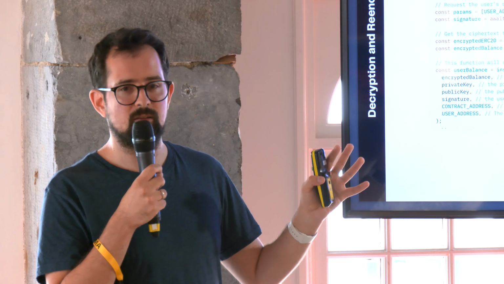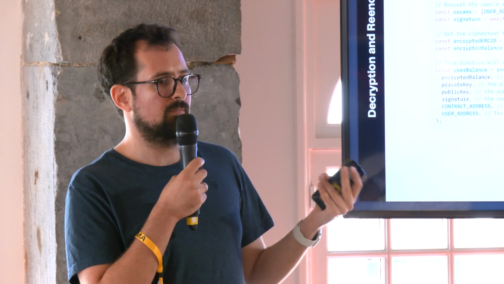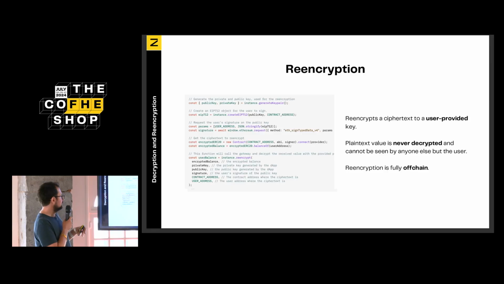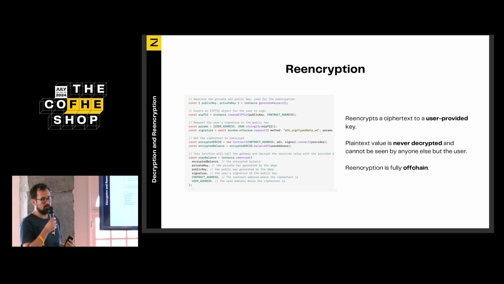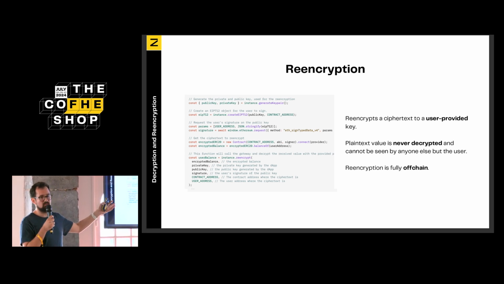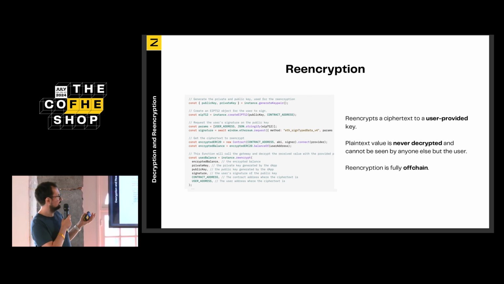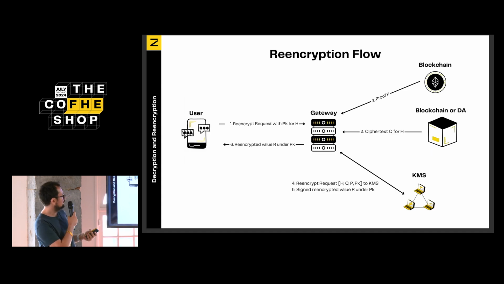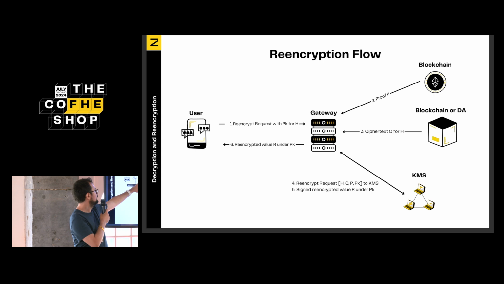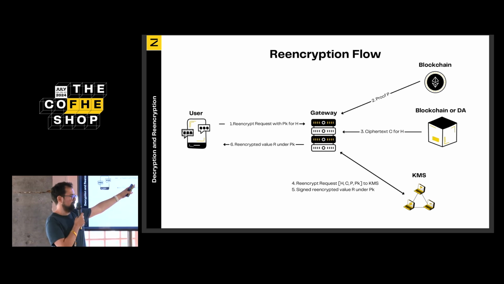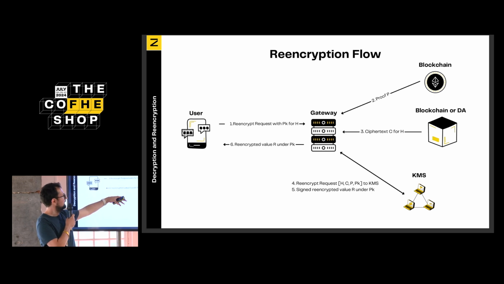Re-encryption happens fully off-chain. The way it works is that there is a network call to the gateway. There are no transactions here, and there is an example here of how you can use it in JavaScript. Basically, we ship a library which makes it easy for users to send this network request, with the signatures and everything that's needed for it. And if we look at the flow itself, it starts by the user sending the request by signing their own public key for the handle, for the value that they want to decrypt.